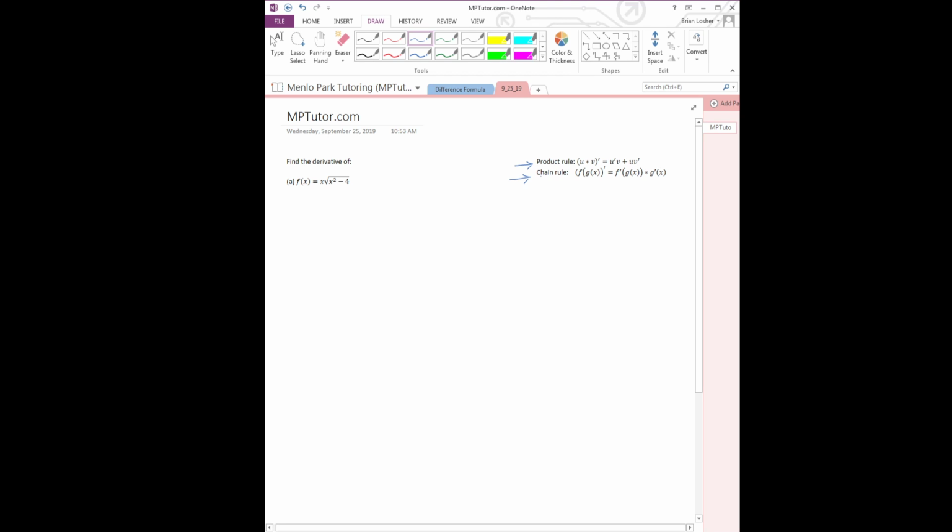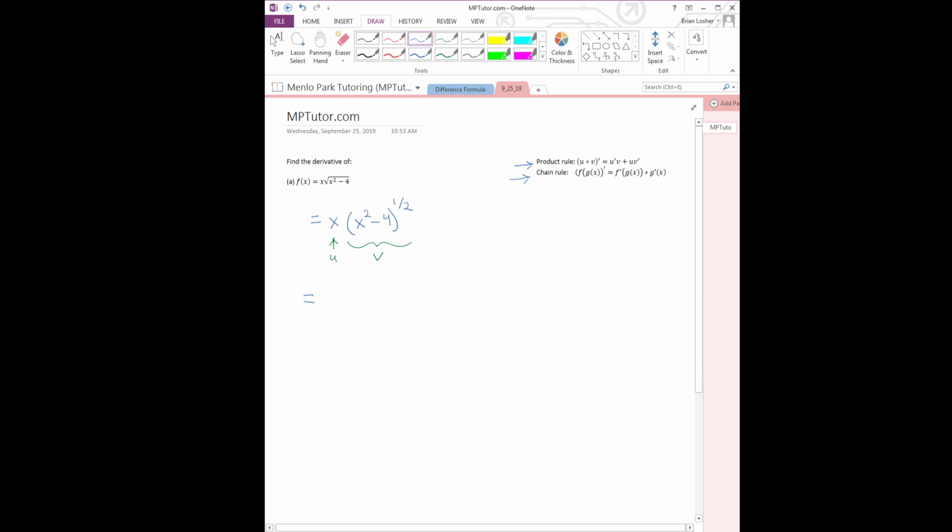Before we start anything though, I find it helpful to rewrite any of the square roots as exponents. So what that will give us is x times (x squared minus 4) raised to the 1/2. Seeing that, the first thing we come to is the product of x times the square root. So let's use the product rule. And for us, let's call u x and the whole square root v.